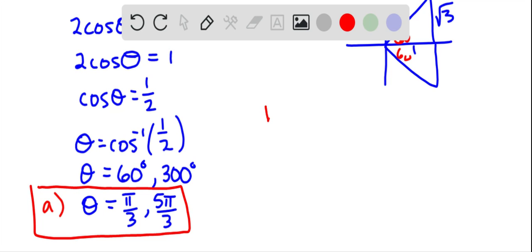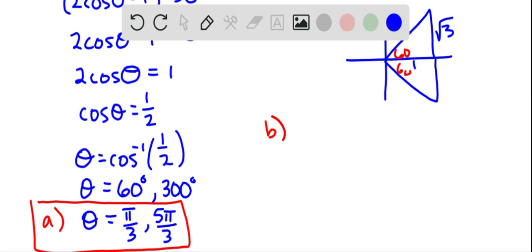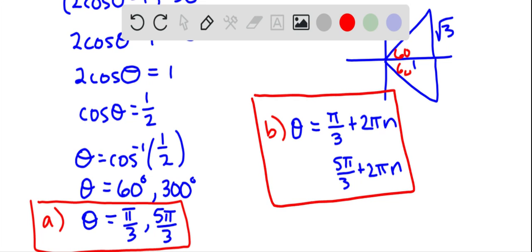And for part B, let's go ahead and list each of those with a plus 2 pi n tacked onto it to represent everything else that's coterminal with it. So pi over 3 plus 2 pi n, and 5 pi over 3 plus 2 pi n. By the way, it doesn't matter if you use an n. Some people or some books will use a k. Those are the typical ones, n or k, but it really doesn't matter. It's just a letter.